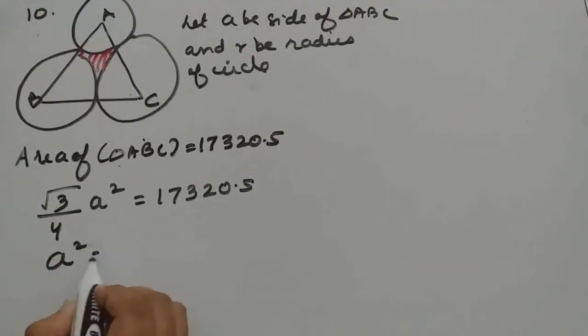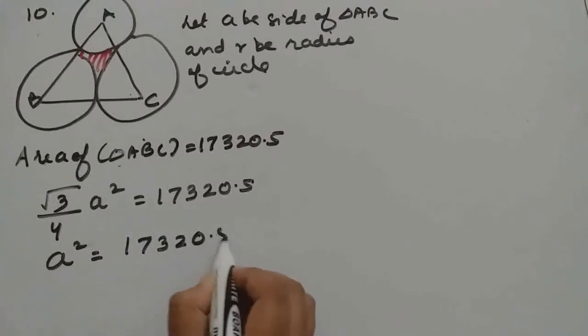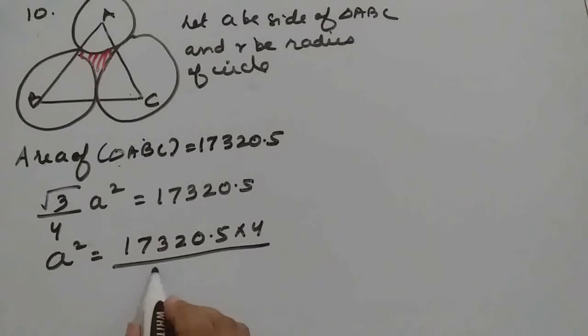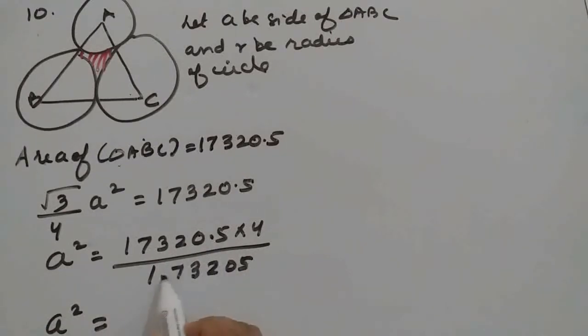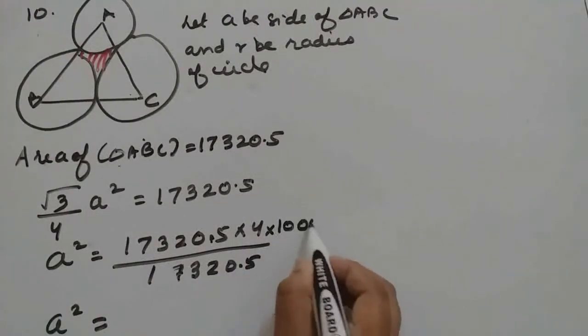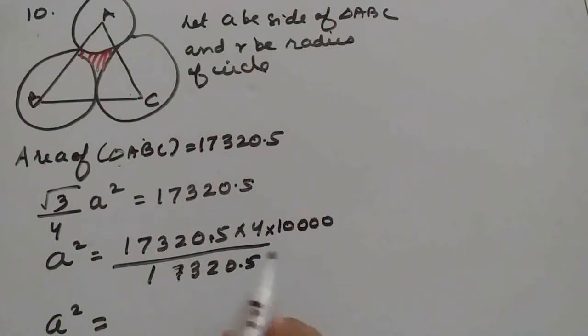So A square will be the area divided by root 3, and root 3 is 1.73205, it's given. Now see, the number is the same, only the decimal differs. So we shift the decimal after 5. How many places did we shift? 4 places. So 4 zeros, that is 10,000, we can multiply in the numerator. Now we can cancel. So 40,000 is A square.